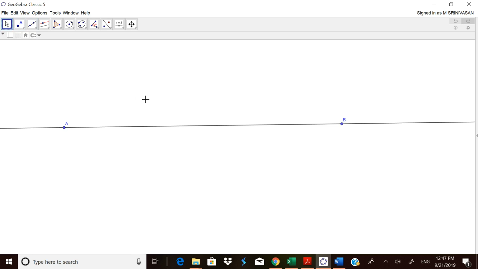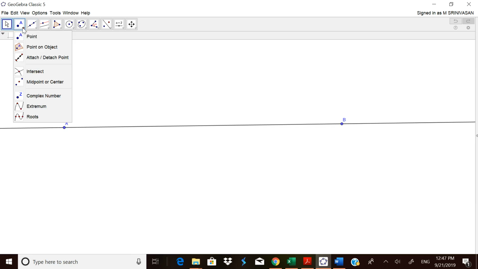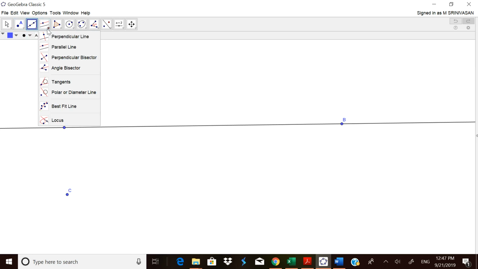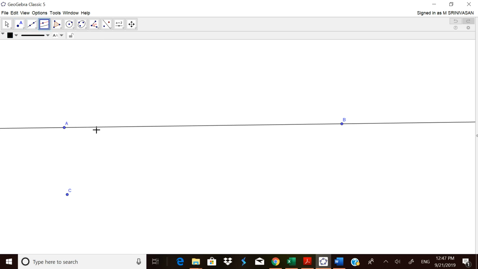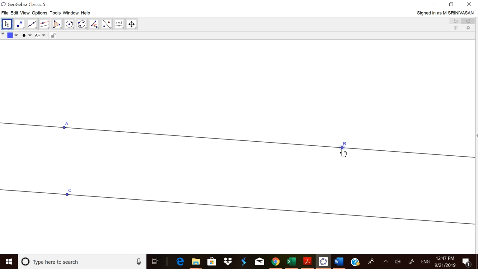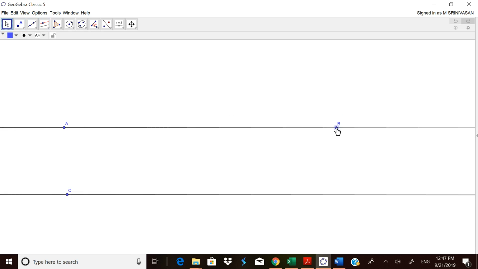Now I have to draw another line parallel to it. I will take a point over here and call it C. Now I have to draw a line parallel to this AB through C. Now I have drawn two parallel lines. Whenever you move this, the other also moves. These two lines are parallel now.